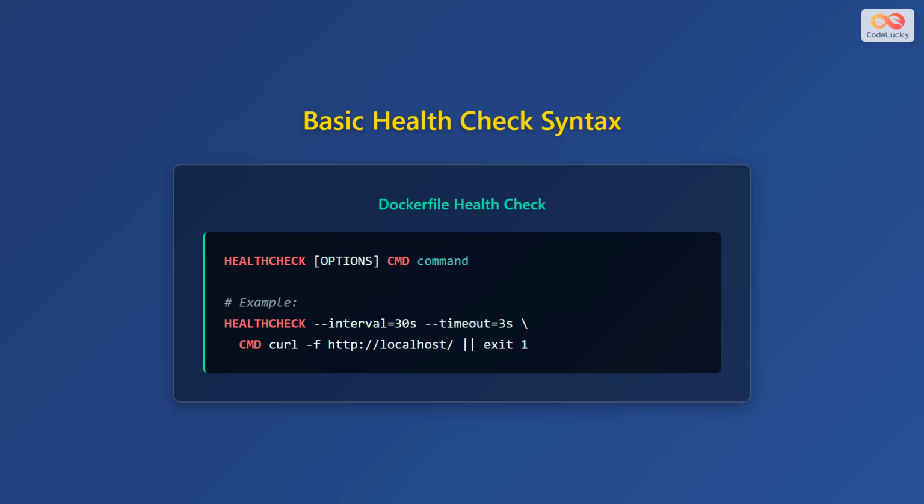Let's examine the basic syntax for defining health checks in a Dockerfile. The key instruction is HEALTHCHECK followed by options and the command to execute. For example, HEALTHCHECK --interval=30s --timeout=3s CMD curl http://localhost || exit 1. Here, interval specifies how often the check runs, timeout sets the maximum execution time, and CMD specifies the command. A zero exit code indicates a healthy container, and any other value will be treated as unhealthy.